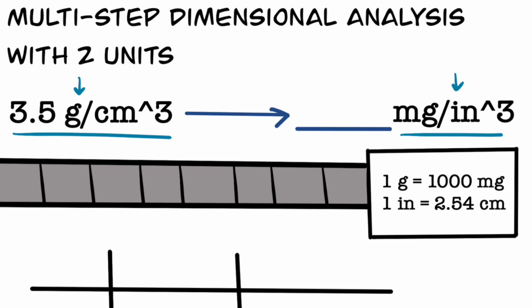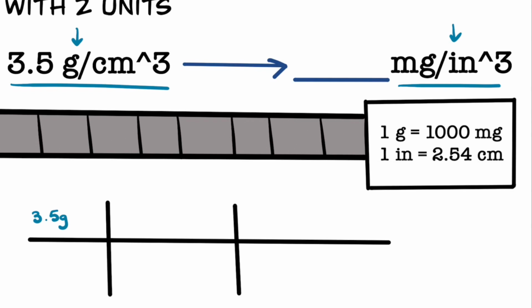Now let's begin. We start by putting 3.5 grams on the top left. Now, because we have two units, which is grams per centimeters cubed, the centimeters cubed will be directly underneath it, and you simply fill it in with a 1, since 3.5 is the same as 3.5 divided by 1.